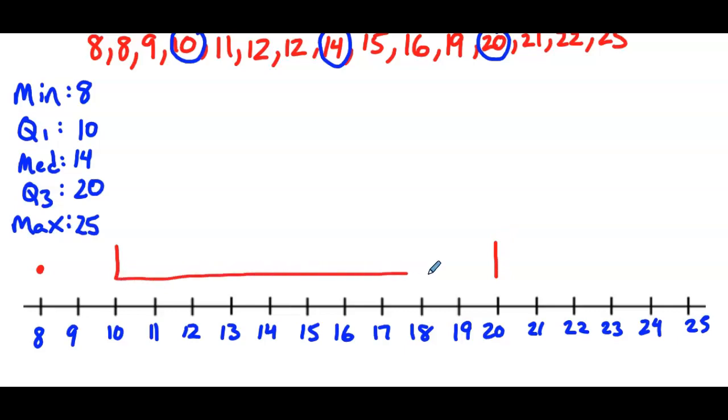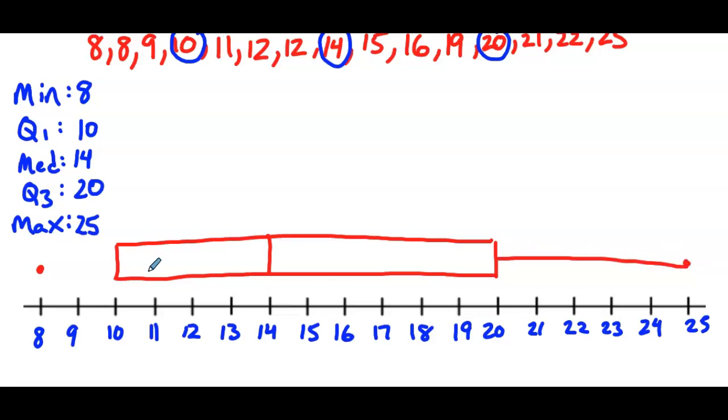Okay, so there we have our box. The median at 14. Okay, so that goes right there. The maximum is at 25. So then we can extend the line from the box to the maximum and to the minimum. So there we have our box plot. 25% of the data here, 25%, 25%, 25% based on this box plot.